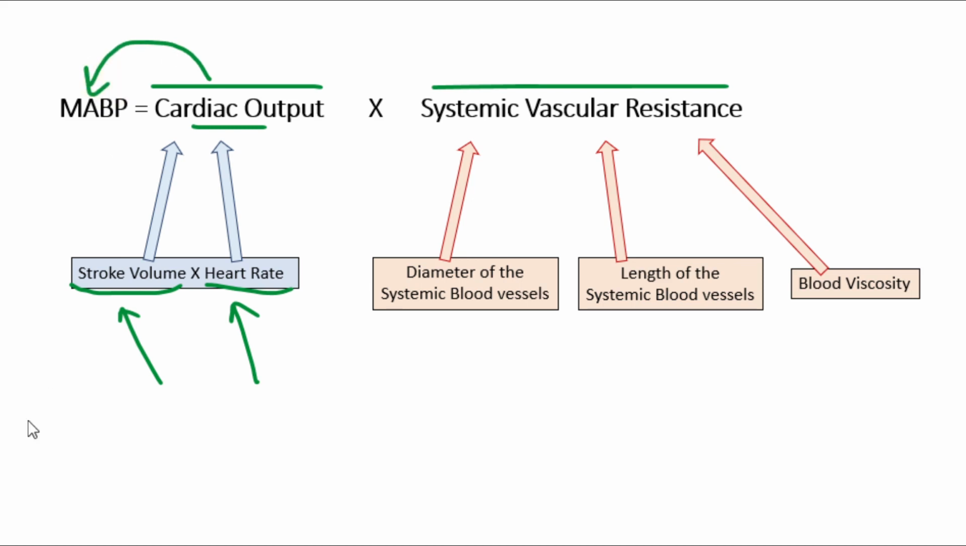Also, we know the three main factors that impact the systemic vascular resistance would be the diameter of systemic blood vessels, especially the arterioles that we have in our different systems, the length of blood vessels, and the thickness of blood, or viscosity. If any one of these factors changes, that leads to a change in systemic vascular resistance. For example, if systemic vascular resistance increases, blood pressure increases. If systemic vascular resistance decreases, blood pressure decreases.